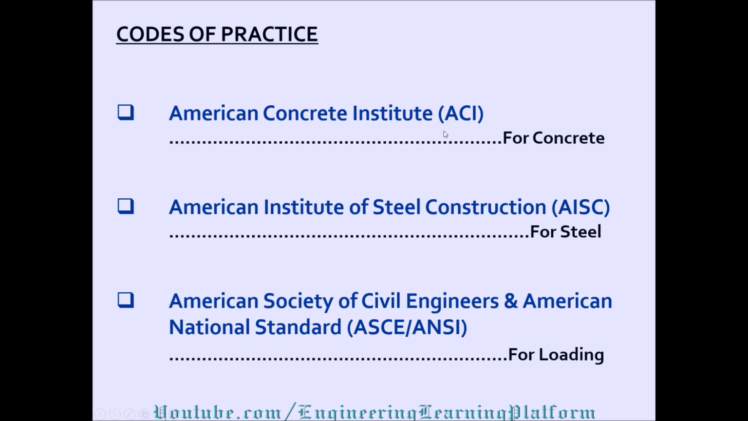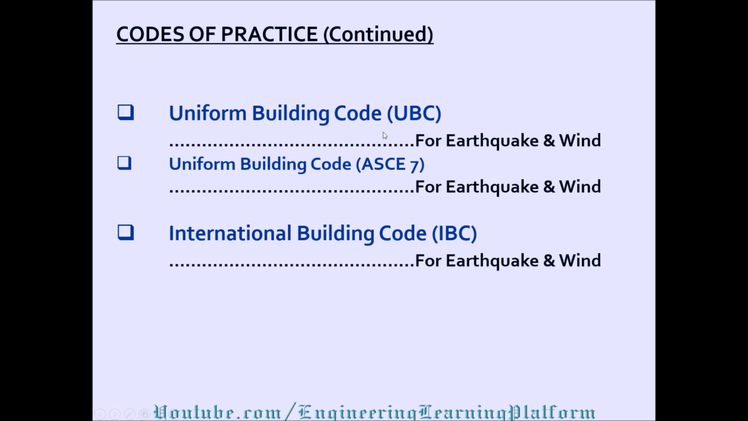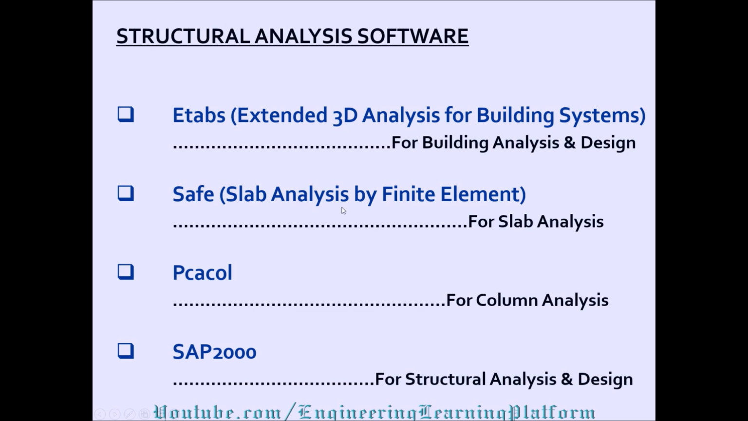Codes of practice: American Concrete Institute, ACI, for concrete, American Institute of Steel Construction, AISC, for steel. Then we have American Society of Civil Engineers and American National Standards Institute, ASCE and ANSI, for loading. We have the Uniform Building Code, UBC, for earthquake and wind load, and ASCE 7, which is an upgraded version of UBC. Then we have the International Building Code, IBC, for earthquake and wind load.